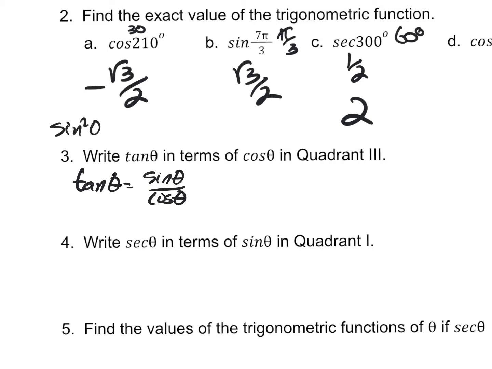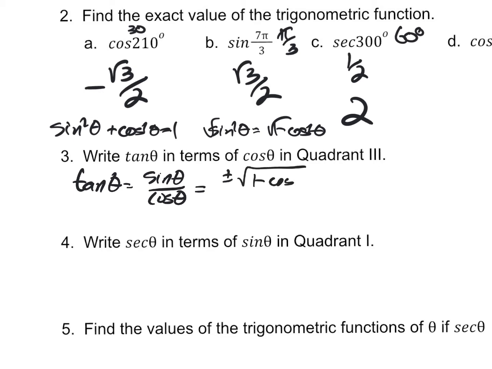Remember our identity from the other day, sine squared plus cosine squared is 1, which means sine squared would be 1 minus cosine squared. So to get sine, I would take square root to both sides. So that's what I'm going to put here. Sine is really plus or minus square root of 1 minus cosine squared. That's what sine is, and that's over cosine.